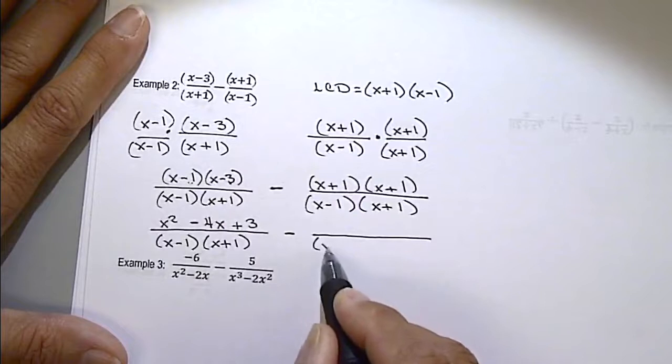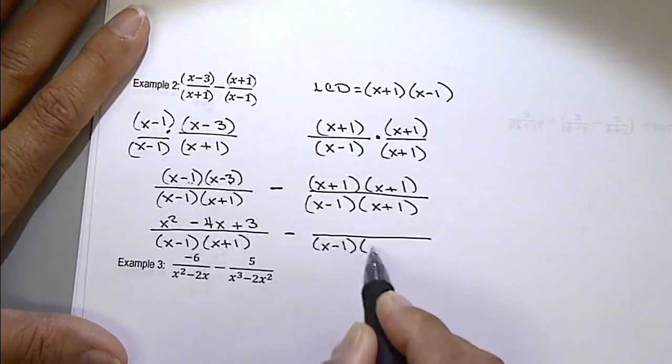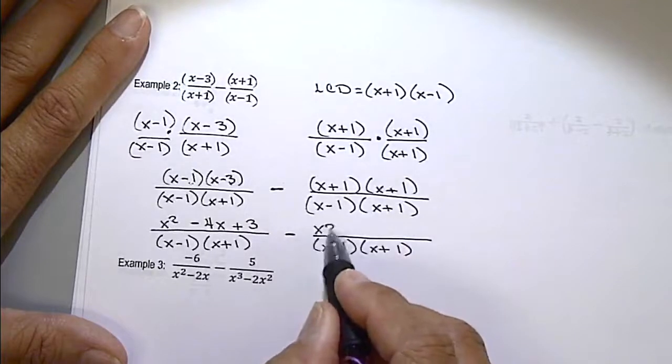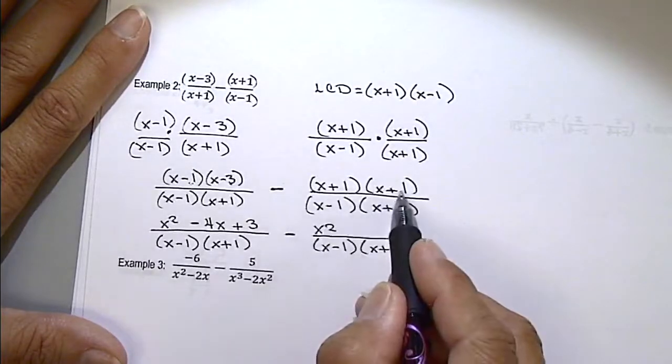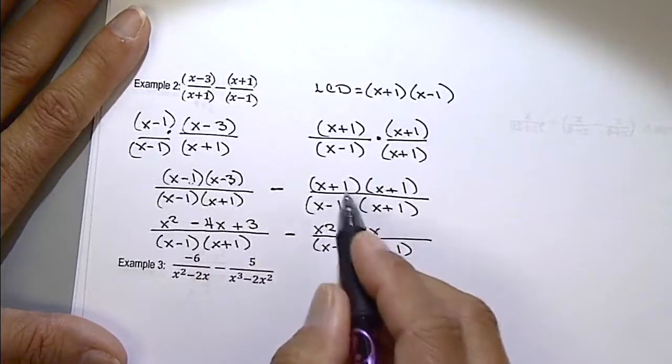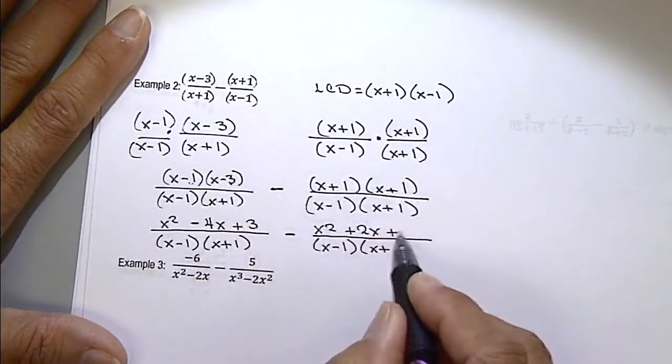Let's FOIL the second one. X times x, x squared. X times 1 is 1x. 1 times x is 1x. Well, I combine those and I get a 2x. And then I say 1 times 1 is 1.